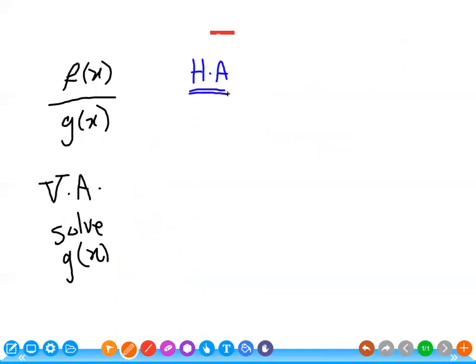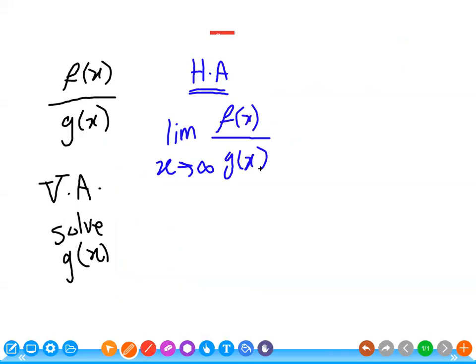Horizontal asymptote. Now, horizontal asymptote, then you have to use limit, where x approaches infinity. In this case, what you do, you take the highest degree in numerator in f of x over the highest degree in denominator, which is g of x. Now, if you check the degree, now we are talking about degrees only. F of x over g of x. Now we are talking about degree.